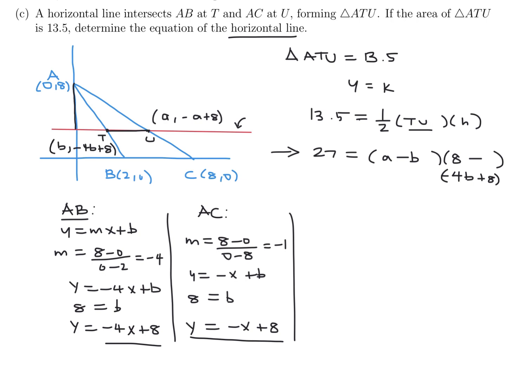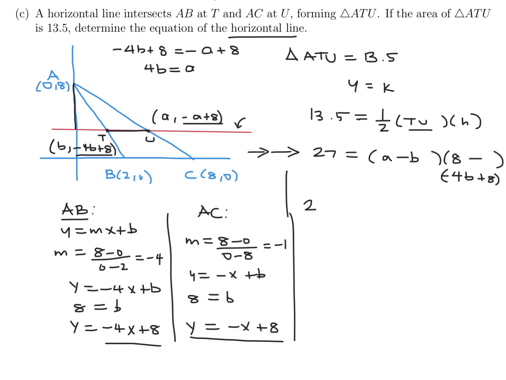Now, unfortunately, I got two variables in here, A and B, but I have to solve for one. So how do I do that? Well, keep in mind that the Y coordinates of T and U are the same, because it's a horizontal line. So that means that minus 4B plus 8 is the same as minus A plus 8. So that means that 4B is the same as A. And that's very helpful because now we can substitute that in over here.